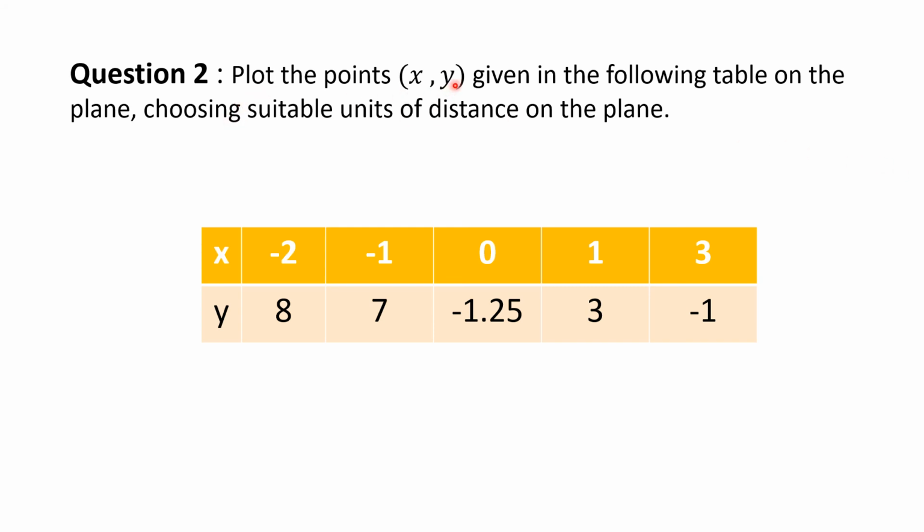We have to plot the points x, y given in the table. X and y are given. This is the first x, y, second, third, fourth, and fifth. So we have been given 5 x, y values and we have to plot them on a Cartesian plane, and we have to choose suitable units of distance on the plane, okay? So what does that mean and how do we plot it? Let's see.